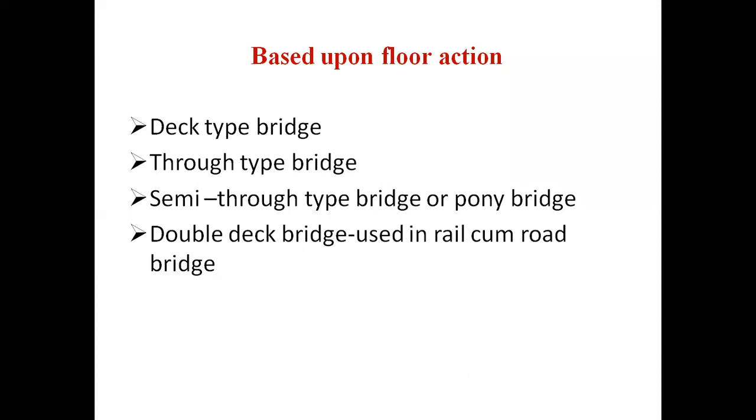And next one is the double deck bridge, used as rail-cum-road. In double deck bridges, at the bottom level there will be railways, and above it, at the next level, there will be roadways. So they are called double deck bridges. And these are all based on the floor action. Based on the floor action also, your bridges are going to be classified.